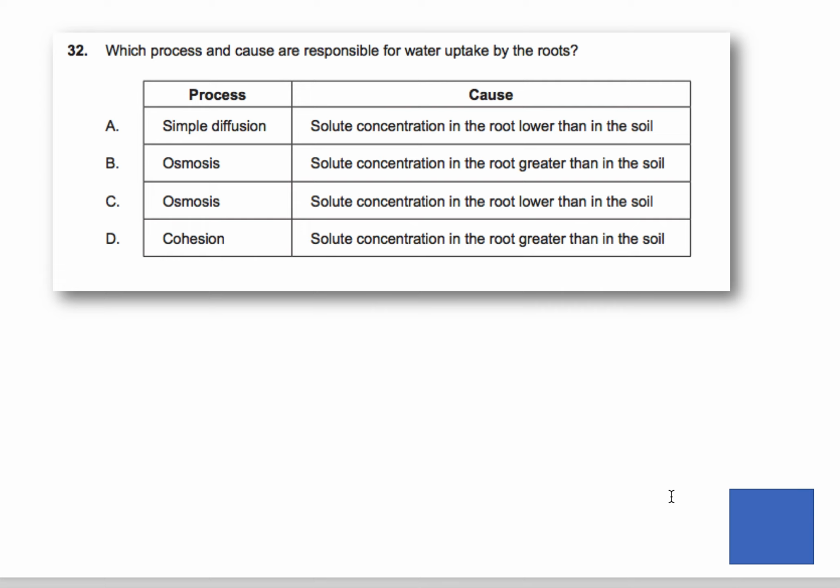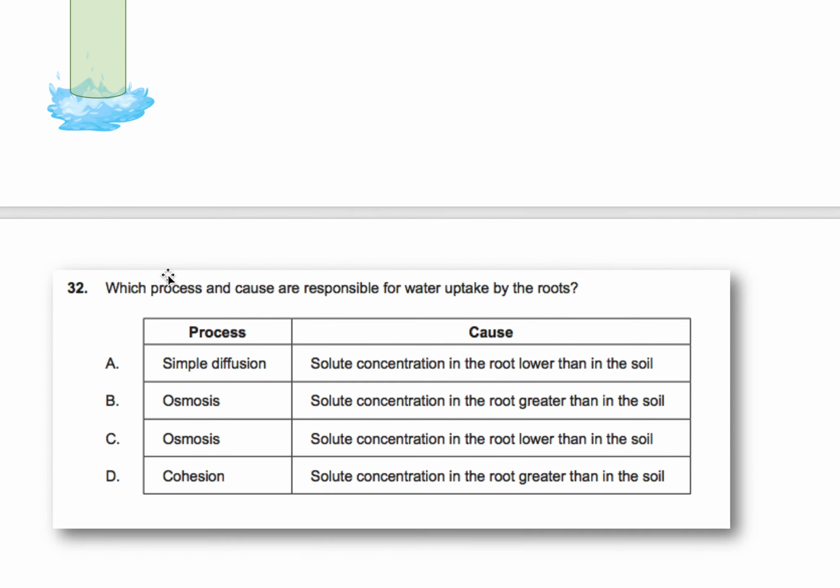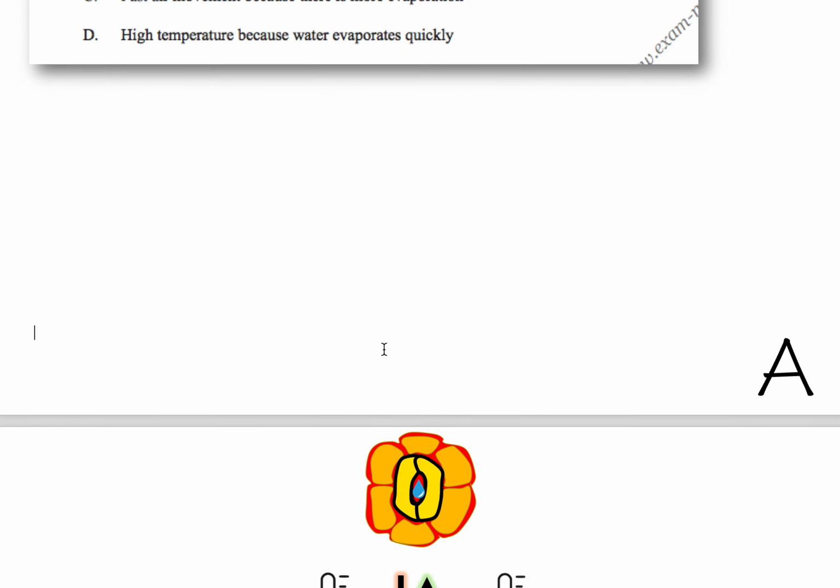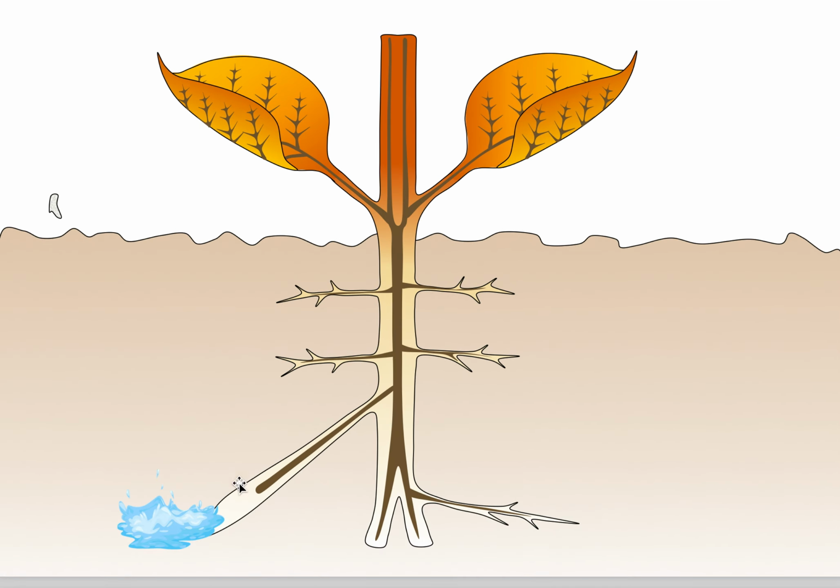So which process and cause are responsible for water uptake by the roots? Okay, so this is how it works. You can try the question obviously by yourself, but let me go to the image. So here we have roots and here we have water. How does this water get into the roots? What makes it move there naturally? So what makes it move there is that the roots are full of salt, are very concentrated. So pretend this is salt from what I'm putting right here, okay? So it's very concentrated with salt.